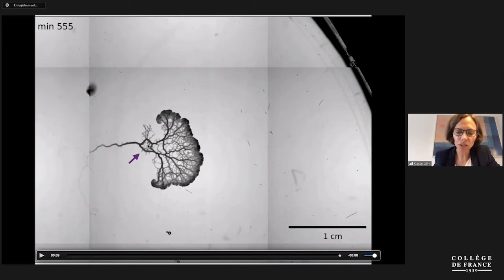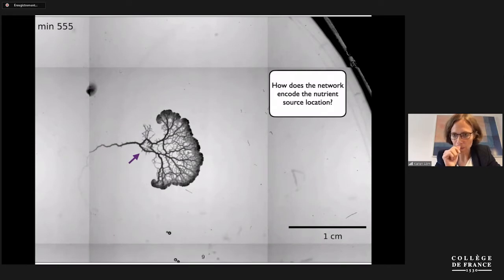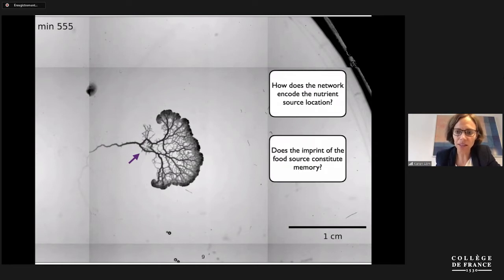And this observation ignited the idea that this pattern of where I have thick tubes and thin tubes actually constitutes a memory of past events. And so the question is, how can such a network now encode the nutrient source location? And does this imprint of a food source really constitute memory?